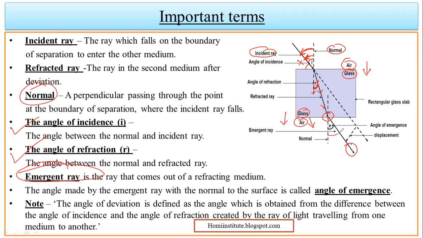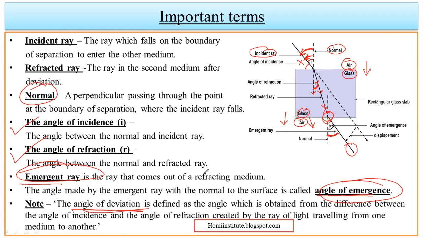And the angle which is forming over here, we can also draw a normal, and the angle which is forming between the normal and the emergent ray is called the angle of emergence. That is the angle of emergence. Now, one more thing is there, that is the angle of deviation.